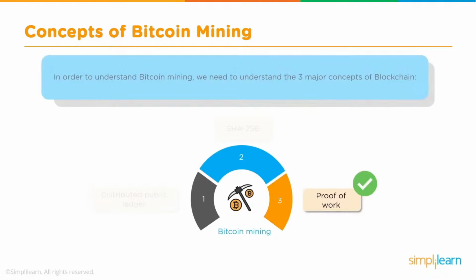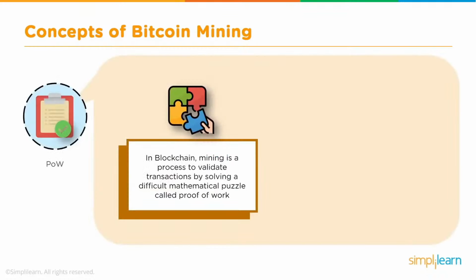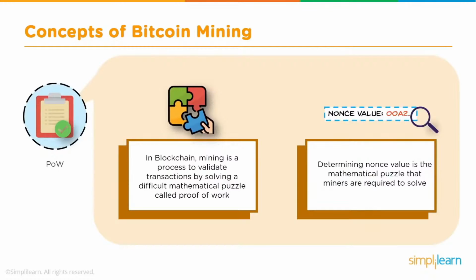And third is the proof of work. In blockchain, mining is a process to validate transactions by solving a difficult mathematical puzzle called proof of work. In order to do that, the primary objective of the miner is to determine the nonce value, and that nonce value is the mathematical puzzle that miners need to solve in order to generate a hash which is less than the target defined by the network for a particular block.